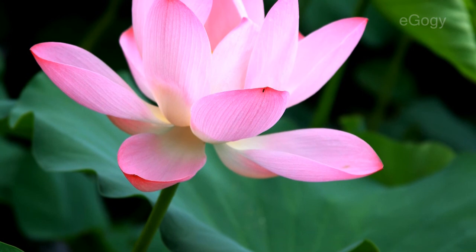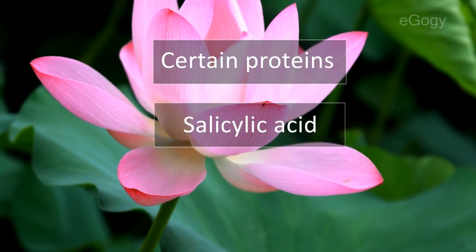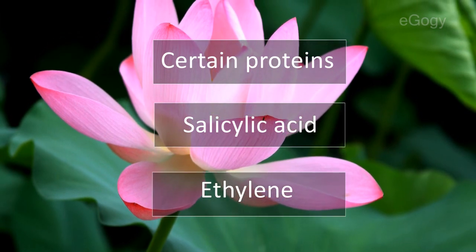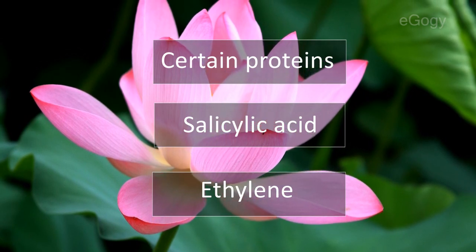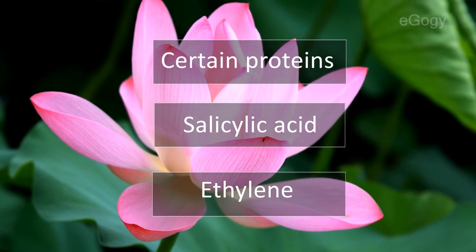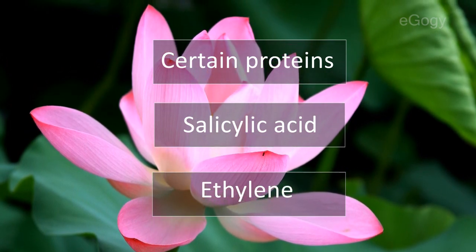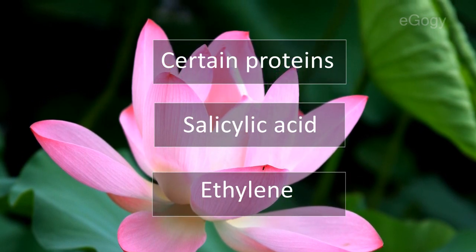As a result, substances like certain proteins, salicylic acid, and ethylene are produced. Through the presence of these substances, the information about the infection is transmitted to all parts of the plant body. Subsequently, structural changes occur in the cells of different plant tissues to fight germs.